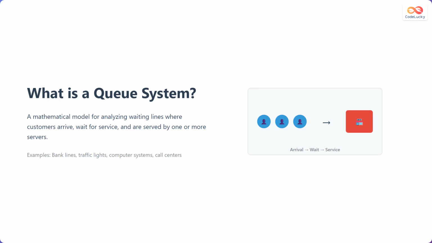So, what exactly is a queue system? It is a mathematical model used for analyzing waiting lines. In a queue system, customers or entities arrive, wait in a line for service, and are then served by one or more servers. Think of it like this: people arriving at a bank, waiting in a line, and then being served by a teller. Queue systems are everywhere. Some common examples include bank lines, traffic lights, computer systems processing tasks, and call centers handling customer inquiries. Understanding queue systems helps us manage and improve efficiency in these processes.